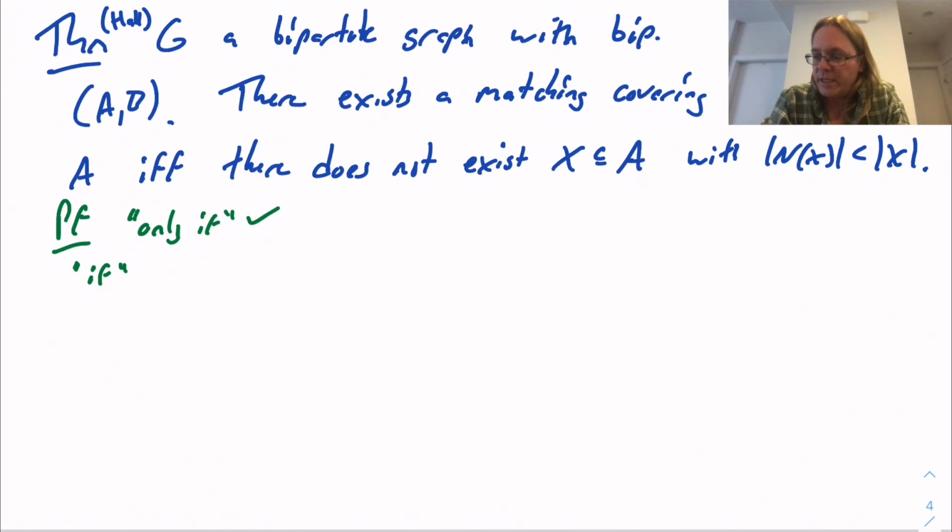So the if direction is the interesting part. Now I want to assume that there's no bad subset. So whenever you look at a subset X of A, the size of the neighbor set is at least the size of X, and I want to show that that means you get a perfect matching. Okay, so for this if direction, what we're going to do is just choose a maximum matching of the graph.